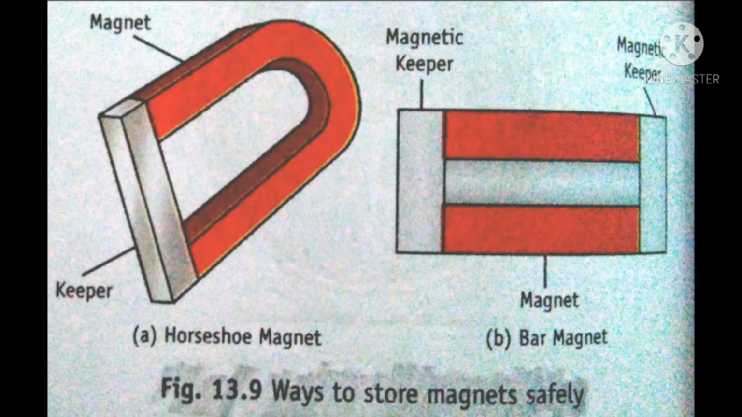Next one, magnetization. Running a magnet a few times over an unmagnetized piece of magnetic material converts it into a magnet as well. This is called magnetization. Non-magnetic materials cannot be magnetized at all.